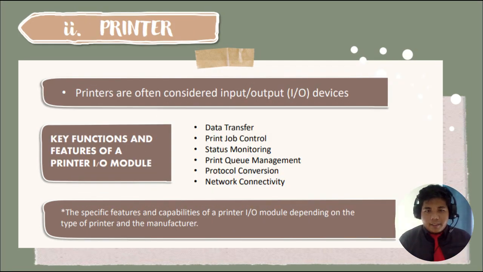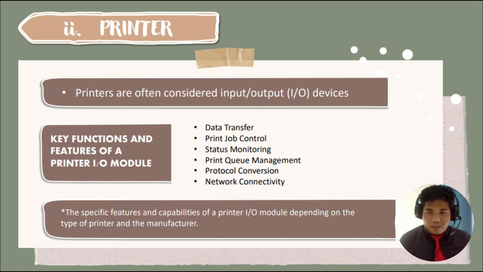Printer. Printers are often considered input or output I/O devices. Key functions and features of a printer I/O module: data transfer. Data transfer enables the transfer of print data from the computer to the printer, typically using a standard interface such as USB to connect with the computer.